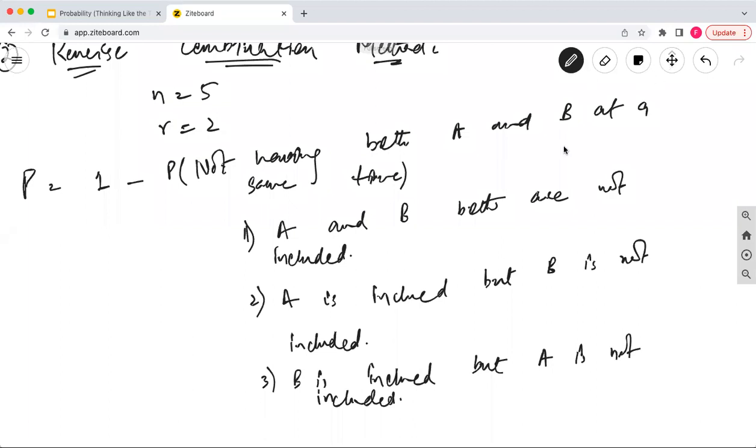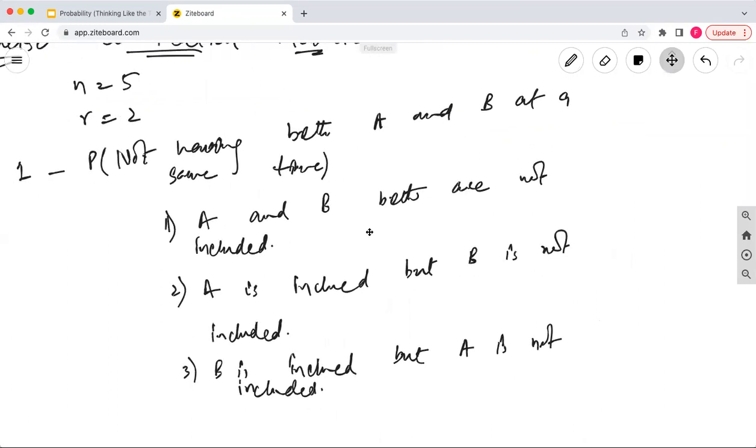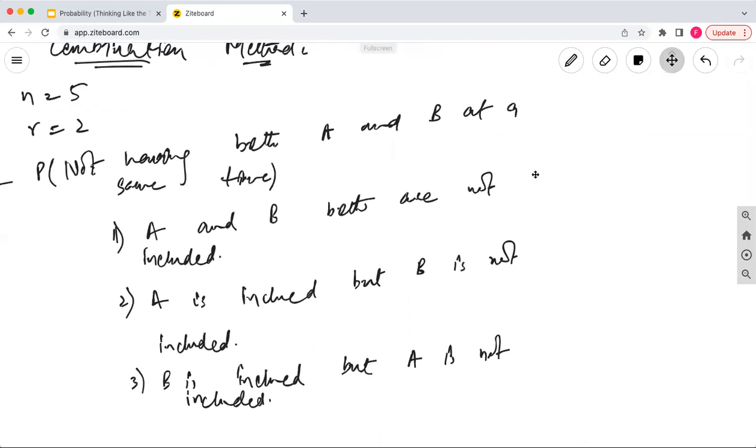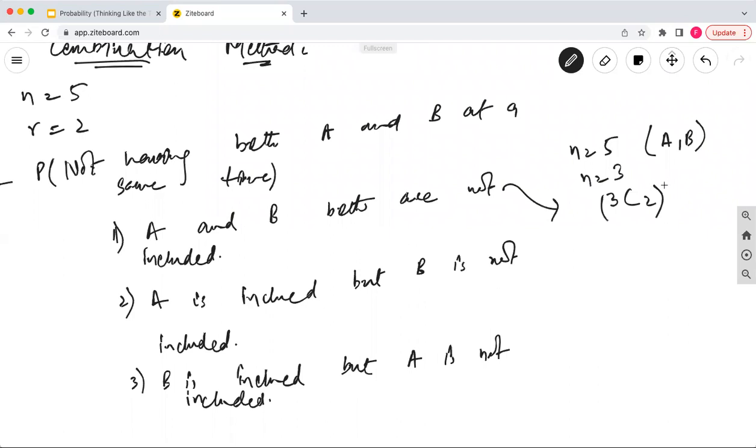Now, if A and B are not included at the same time, in how many ways can I do that? In total, there are 5, right? But I exclude A and B. Now there are 3 remaining, and for this, I am choosing 2 members out of 3. This is the first, the total combinations of selecting 2 members for a committee out of 3 such that A and B are not included in that.